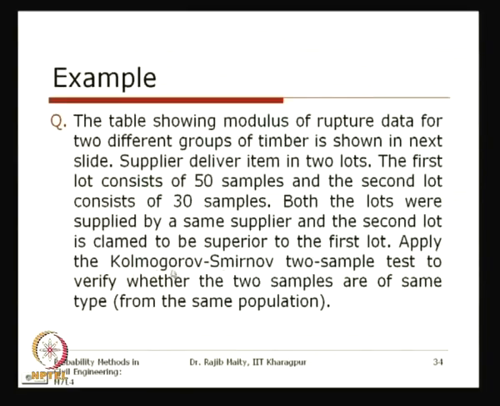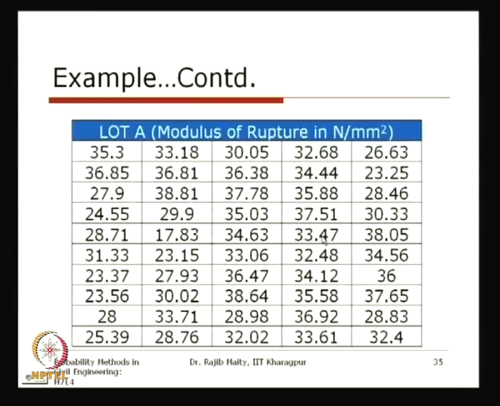Apply the Kolmogorov-Smirnov two sample test to verify whether the two samples are of the same type or not. That is, in the statistical sense, whether both samples are from the same population or not. This is what we have to decide. The modulus of rupture for these 50 samples and 30 samples of timber is shown in this table. This is the first lot, that is lot A. The modulus of rupture is given in Newton per millimeter square.